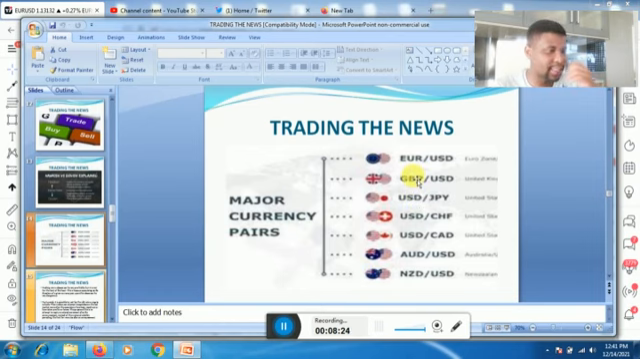So as you see, these are the major currency pairs, which are EUR/USD and GBP/USD, USD/JPY, USD/CHF, USD/CAD, Aussie dollar, as well as NZD/USD. So as we said, it's mainly based on US dollar pairs.